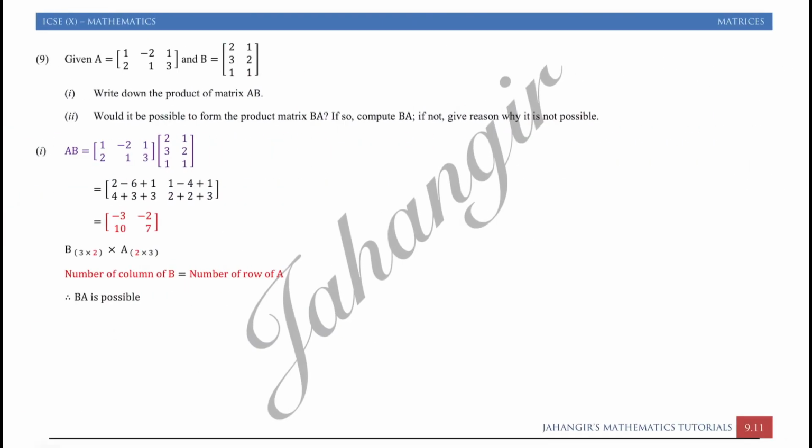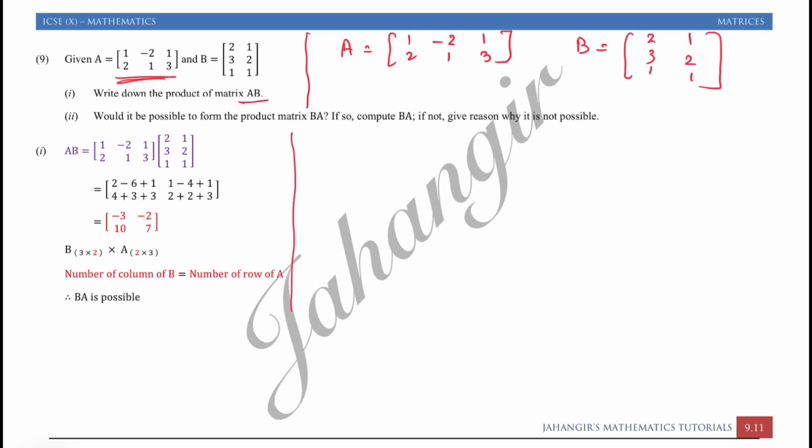Next, here A is given as 1, 2, minus 2, 1 and 1, 3. B is given as 2, 3, 1, 1, 2, 1. So first we have to write down the product AB. So product AB is A into B: 1, 2, minus 2, 1, 1, 3 times 2, 3, 1, 1, 2, 1.